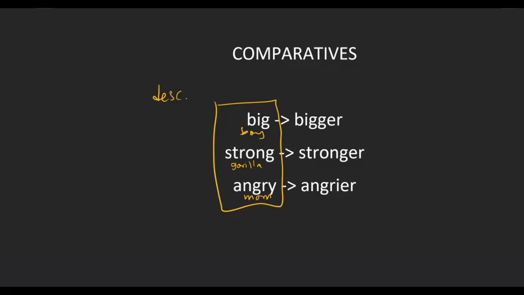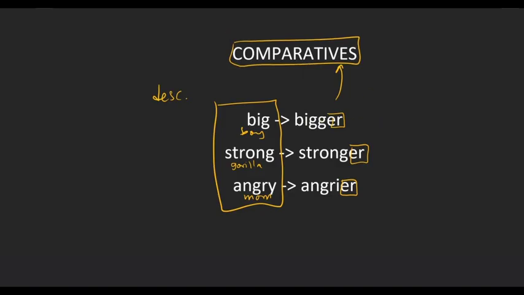Okay? And then look at the right column here. We've made one change to each of the words. We've added ER to the end. So we say bigger, stronger, and angrier. And what happens when we add that ER? These words become what we call comparatives, right? Words that are used to compare two things.